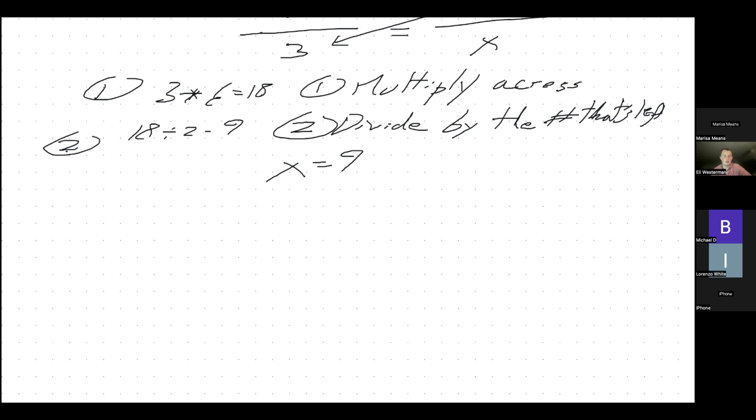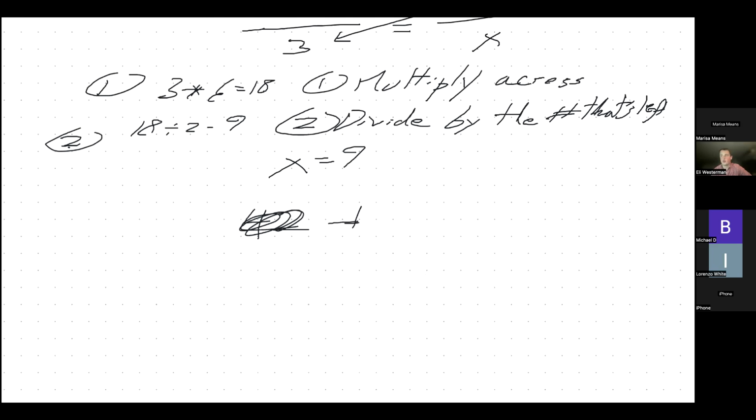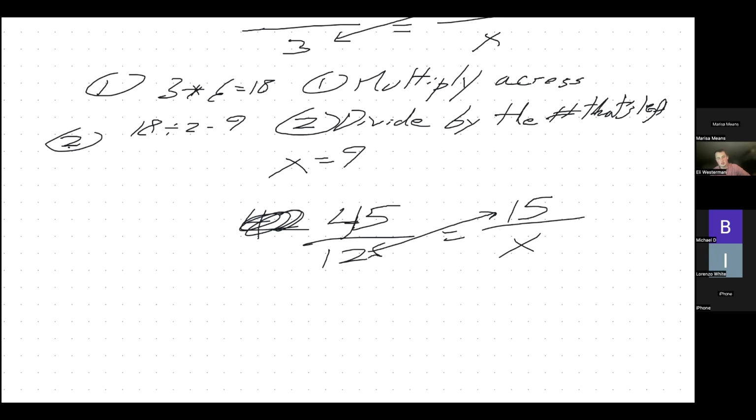45 over 12 equals 15 over X. So this is harder. We're going to cross multiply 15 times 12. 5 times 2 is 10, carry the 1, 2, 3, add a 0. 1 times 5 is 5. 1 times 1 is 1. That's 180. That is what 15 times 12 is.